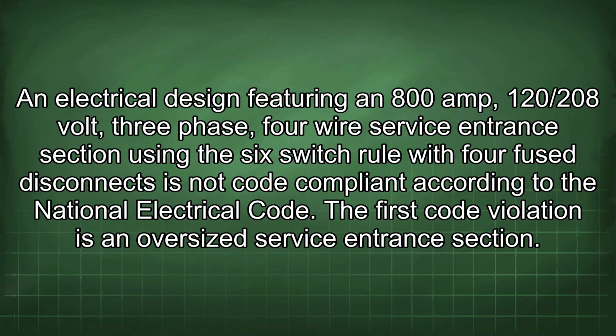An electrical design featuring an 800 amp, 120/208 volt, 3-phase, 4-wire service entrance section using the 6-switch rule with 4 fuse disconnects is not code compliant according to the National Electrical Code. The first code violation is an oversized service entrance section.